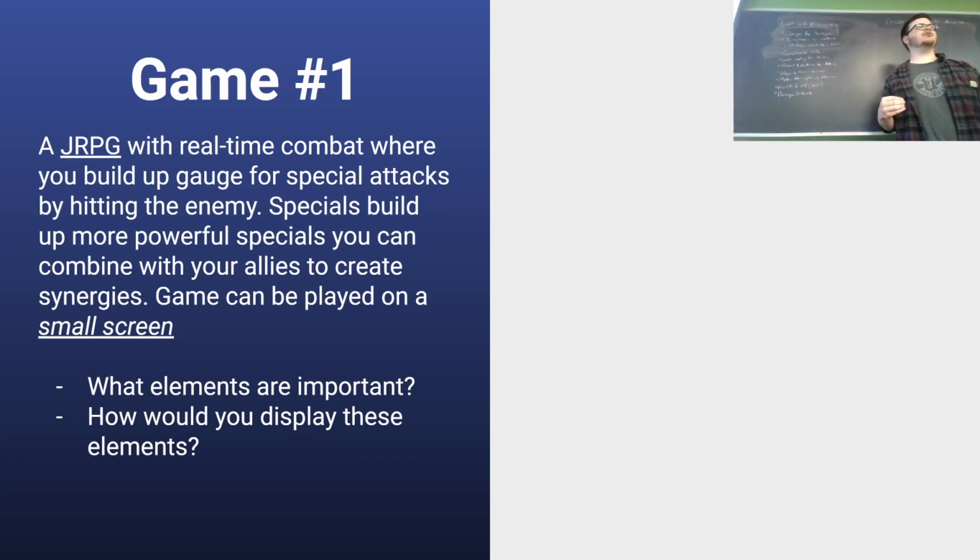Any other things? I think we got a decent list here. So for the synergies, we have a way to access our special attacks. We have our health, which is very important. Indicator for allies. Is there anything else we can think of?